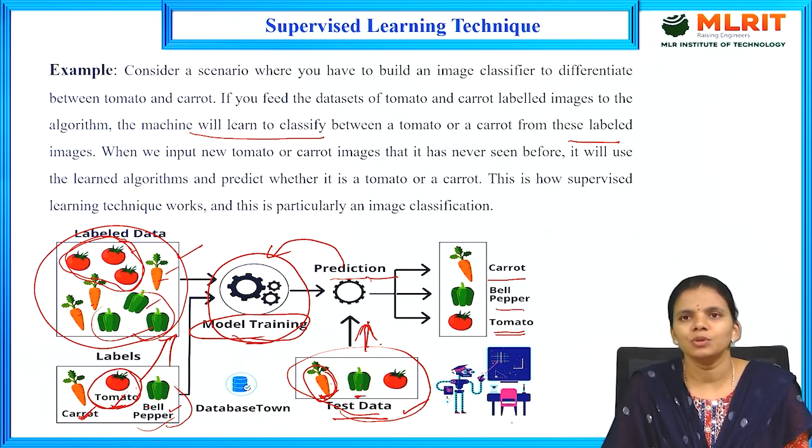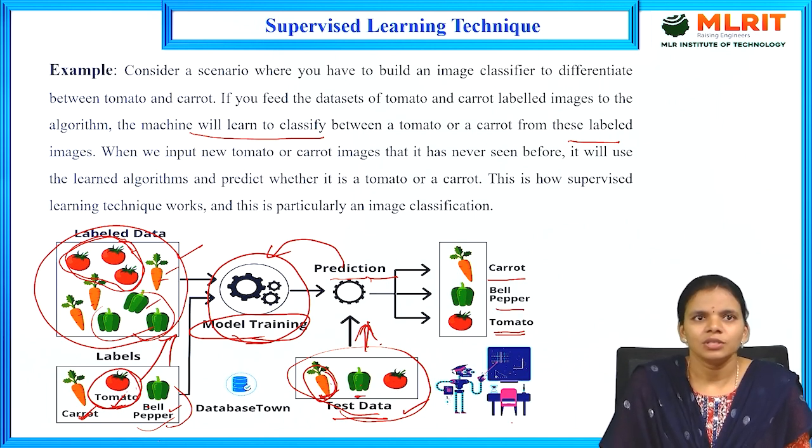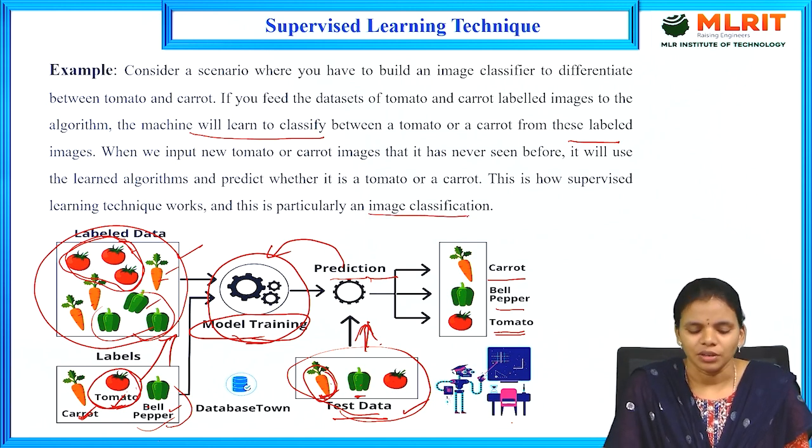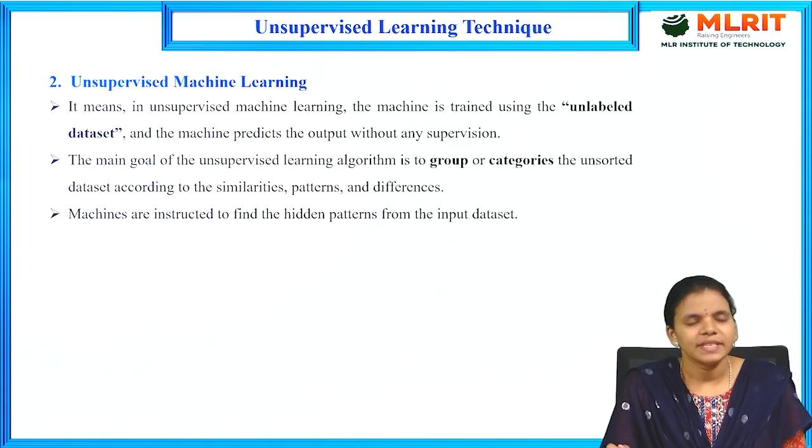So this is how the supervised learning technique works. It is particularly used for image classification. Coming to the second one, the unsupervised machine learning technique.